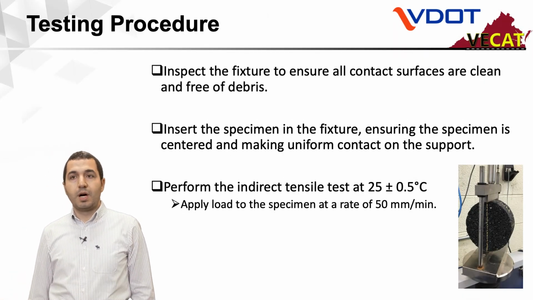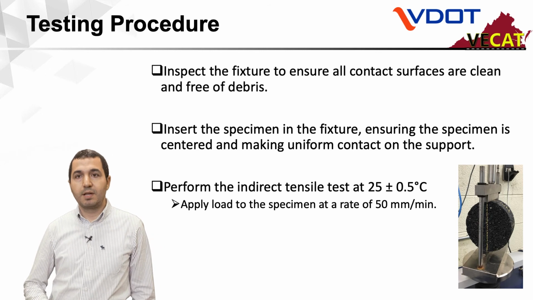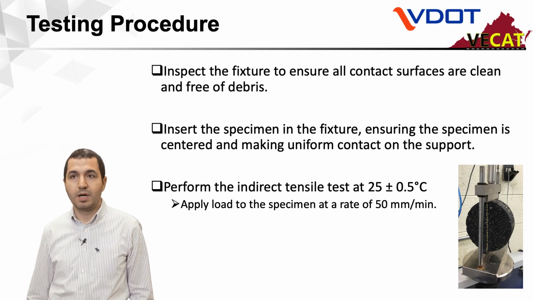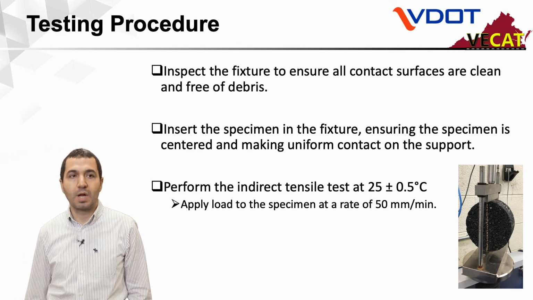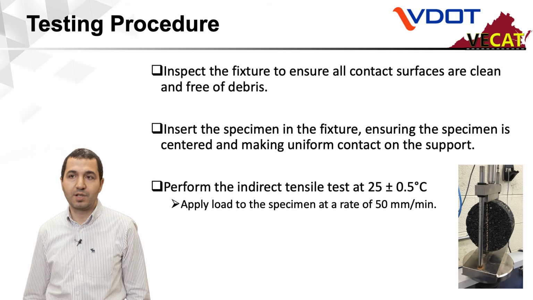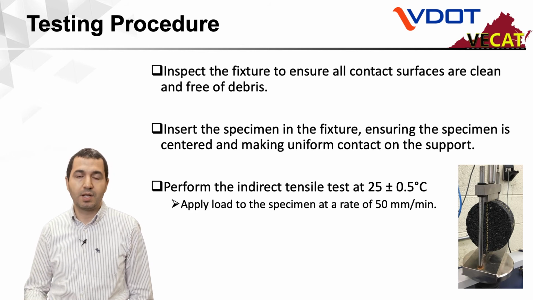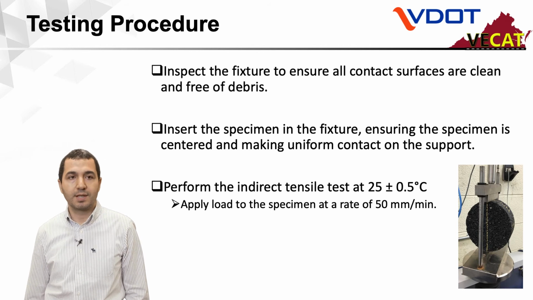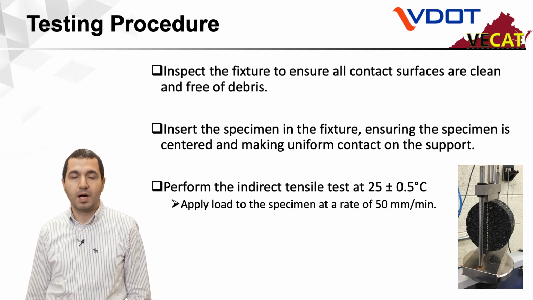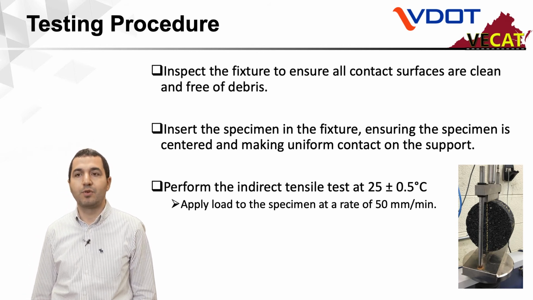Testing procedure. Before you proceed with testing, please inspect that the fixture is clean, all contact surfaces clean and free of debris. And then install the specimens into the fixture, ensuring that it's centered and making uniform contact with the loading strip. And then perform the testing at 25 C with a loading rate of 50 millimeter per minute.